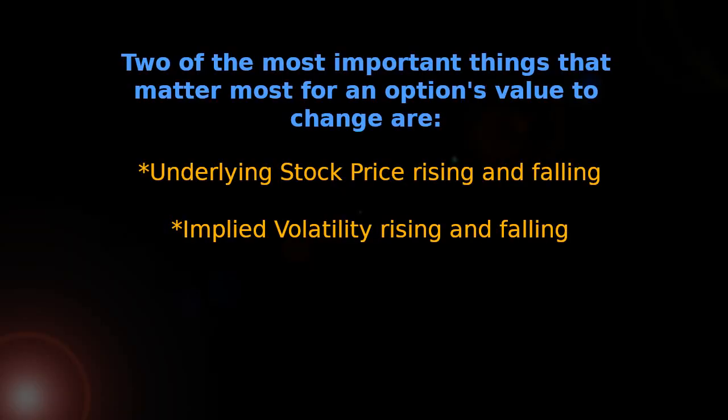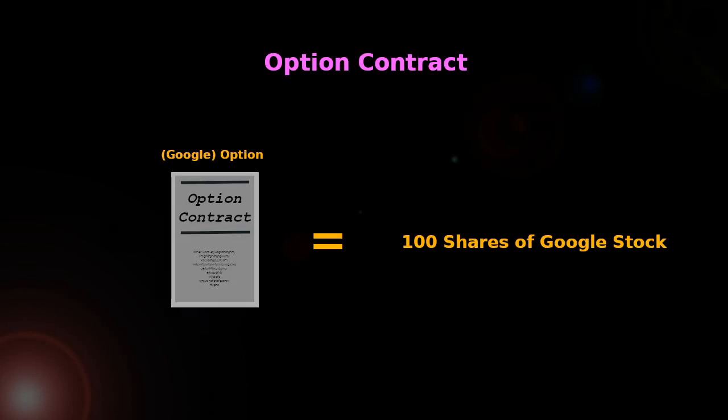The value of an option contract, whether it be a call or put, rises and falls depending on several things. Two of the most important are the underlying stock's price and implied volatility. These are two things to consider when buying a call or put. Every call option contract and every put option contract represents 100 shares of an underlying stock.